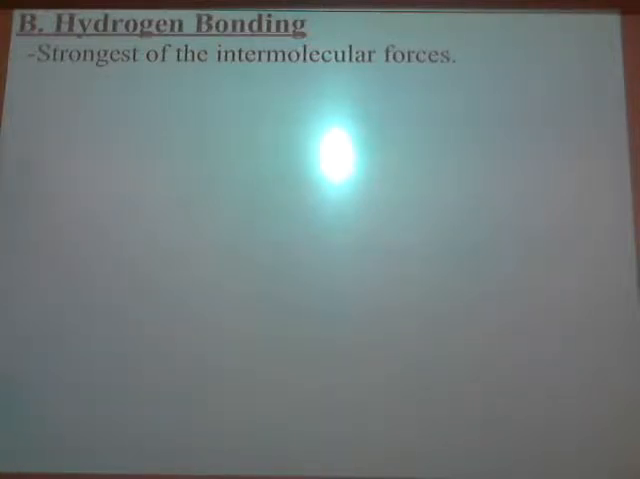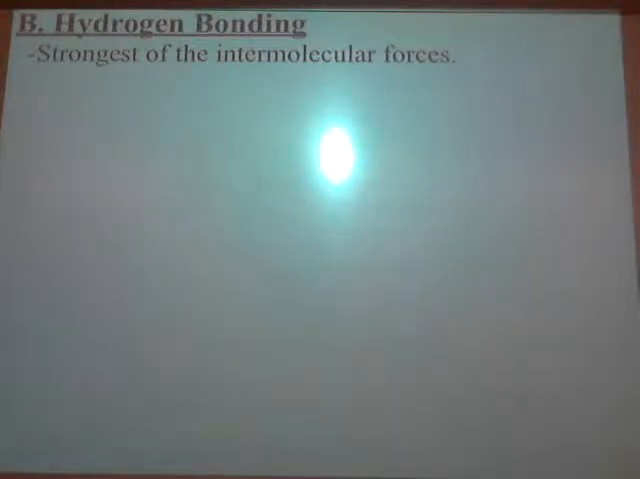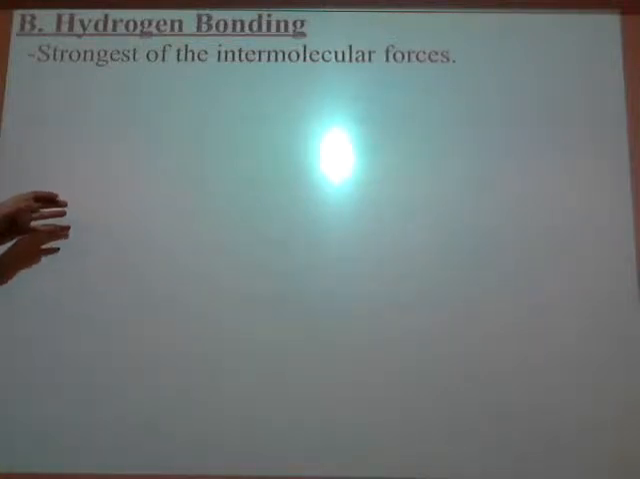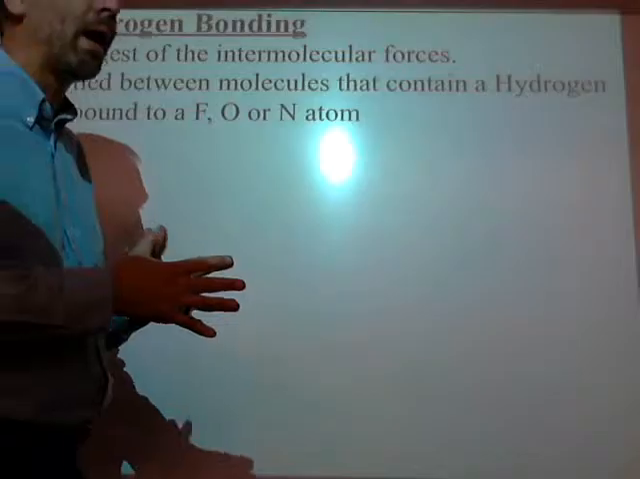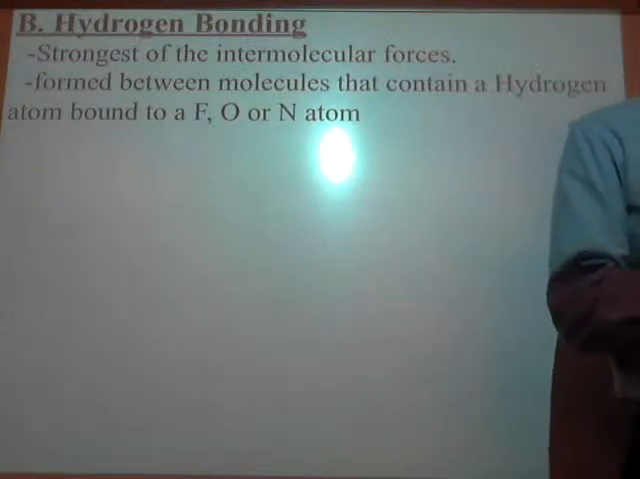The hydrogen bond is the strongest, and it only occurs in very special circumstances. What's one of the elements that has to be there? Hydrogen. It's called a hydrogen bond. Water does show it, but it has to have hydrogen in it bound to one of three: fluorine, oxygen, or nitrogen. If those three are bound to hydrogen, you'll have hydrogen bonding. And what does that mean to the compound? Well, I'll explain.